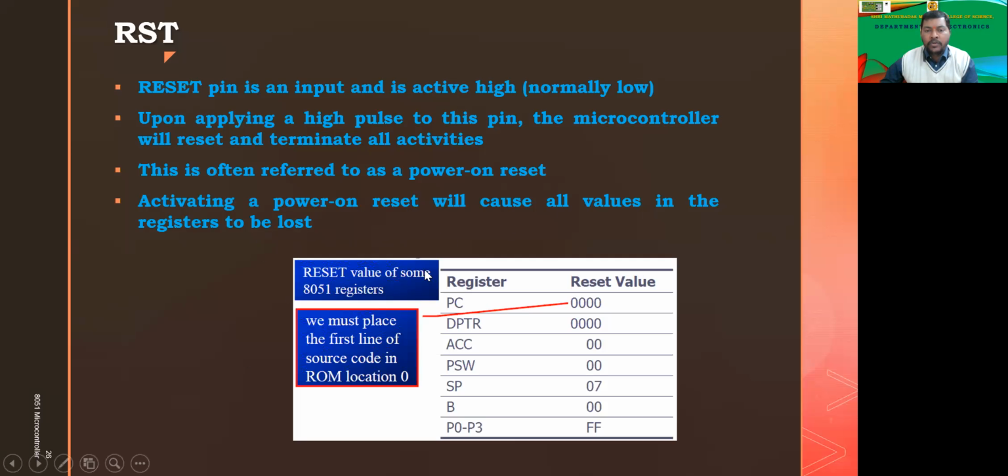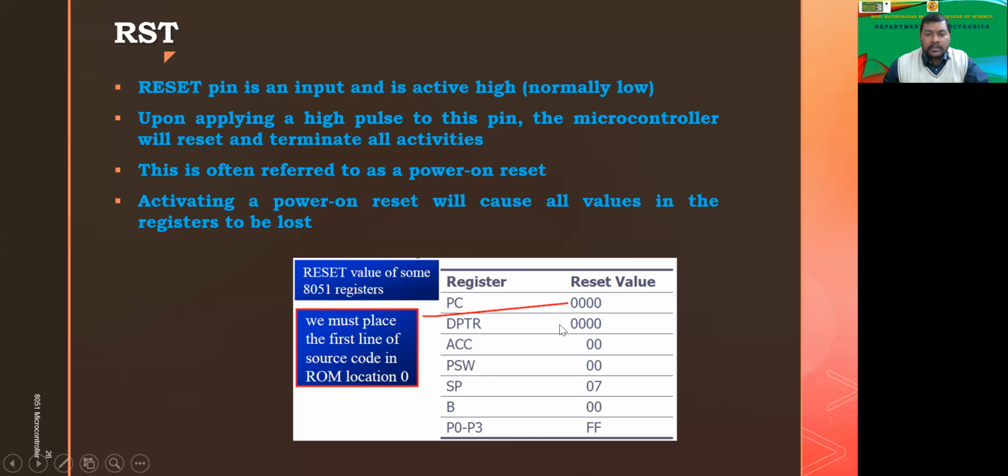So, the reset values of some 8051 registers. What happens when we press a reset key? The program counter automatically switches to 0000, right? The program counter holds the address of the memory location where the program starts, so that now resets to 0000. So this is what happens when we put a reset.